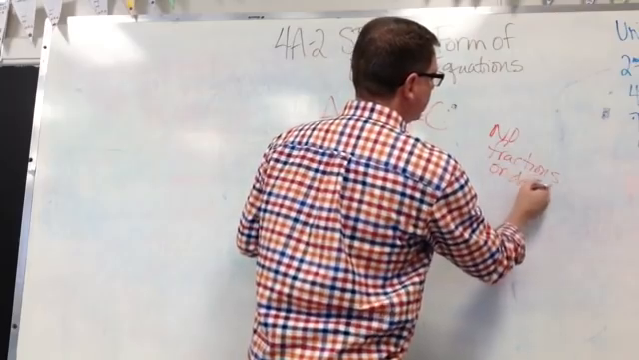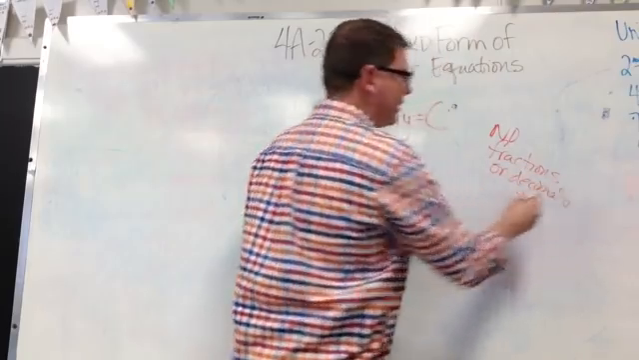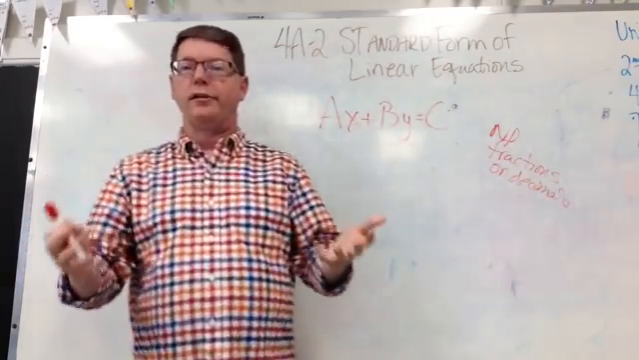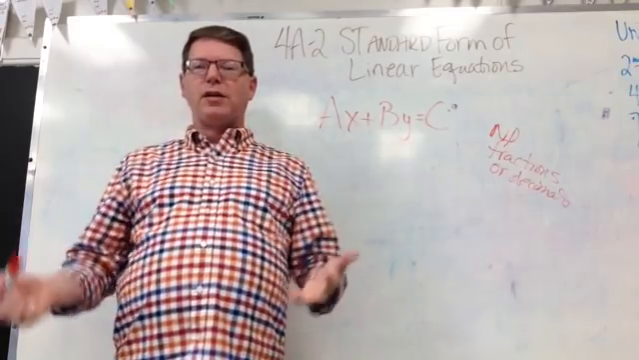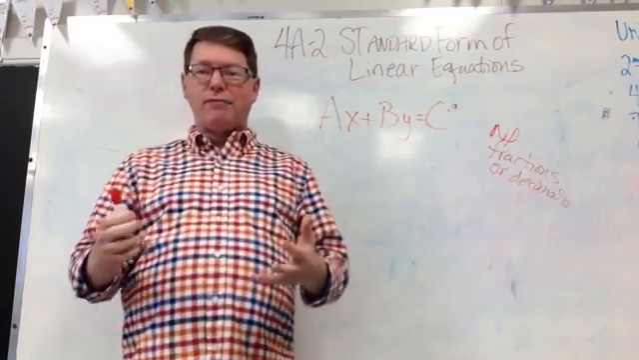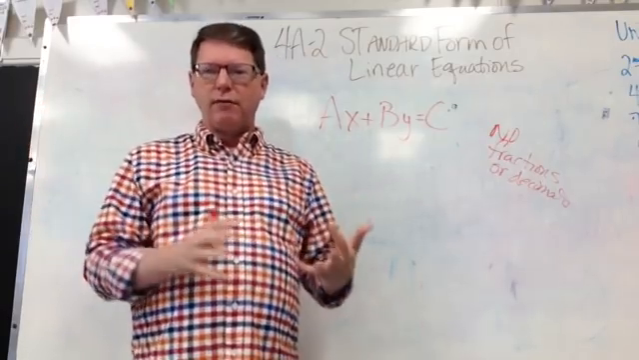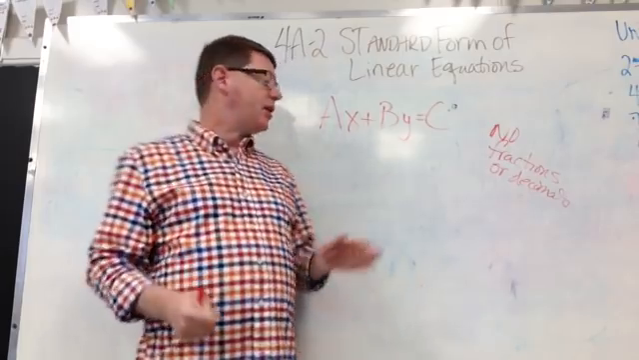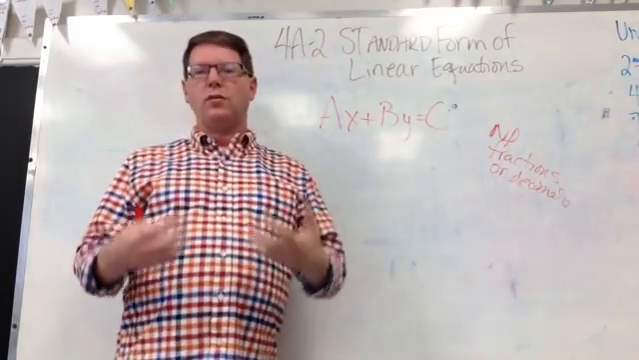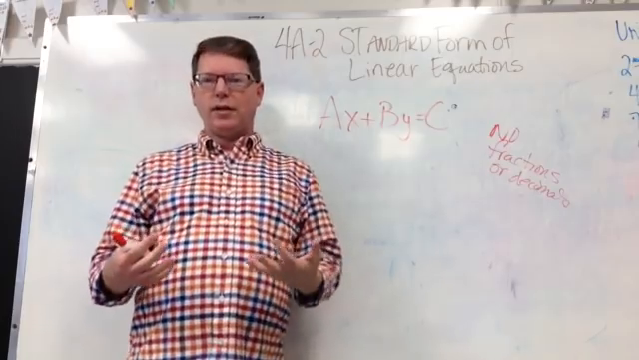or decimals. That's another thing about standard form. That's why it's standard. There are no fractions, there are no decimals. So when you have fractions and decimals in equations, then you have to make sure that you get rid of them by multiplying the equation by a certain number to get rid of those fractions and decimals to make A, B, and C whole numbers. Okay? That's the important thing.